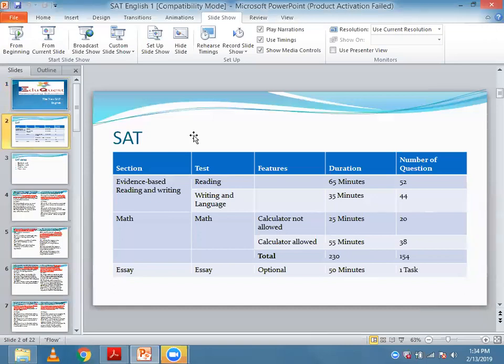The third and the optional section is the essay section, which is for 50 minutes and you have one task, which means that you have to attempt one essay response in that time. So today we will be dealing with the essay section. So let's have a look at that.